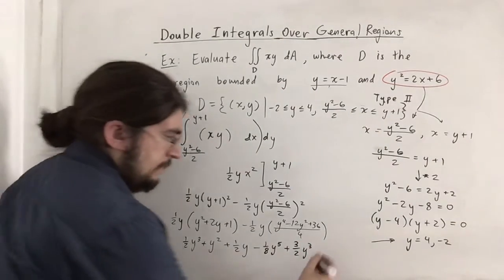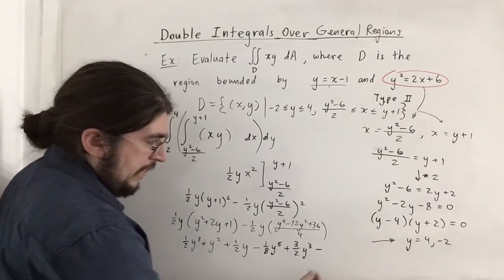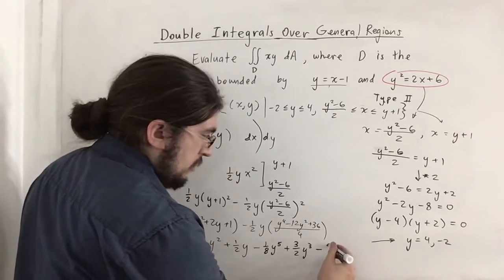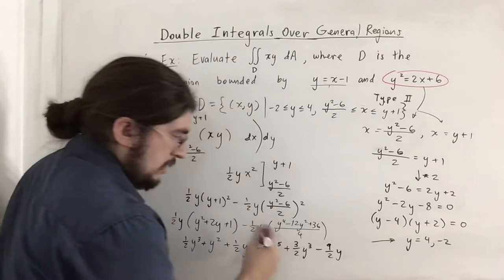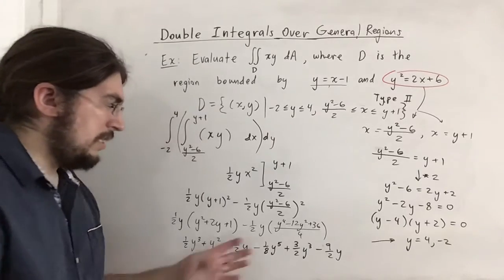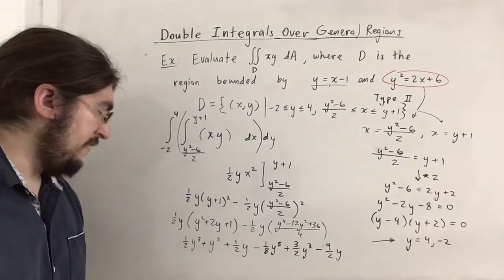Yeah, that makes sense. And then minus, after distributing the negative, 36 over 8. 36 over 4 is 9, so it's going to be 9 over 2. And we have a y because the y distributes as well. Okay, so it was a little much to see that, but there we go, we have it.